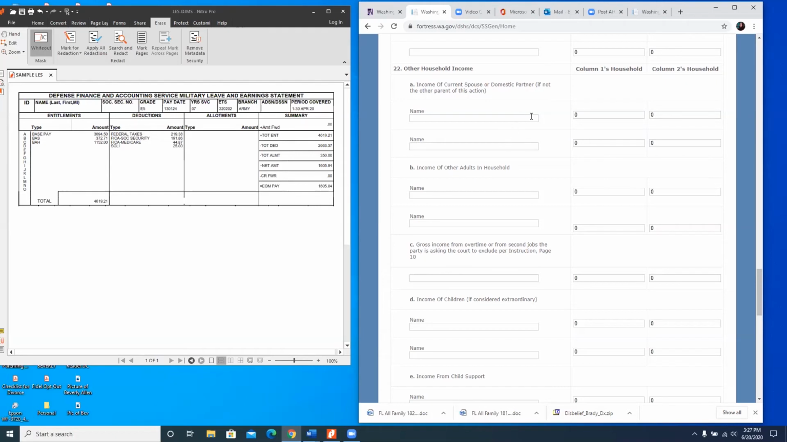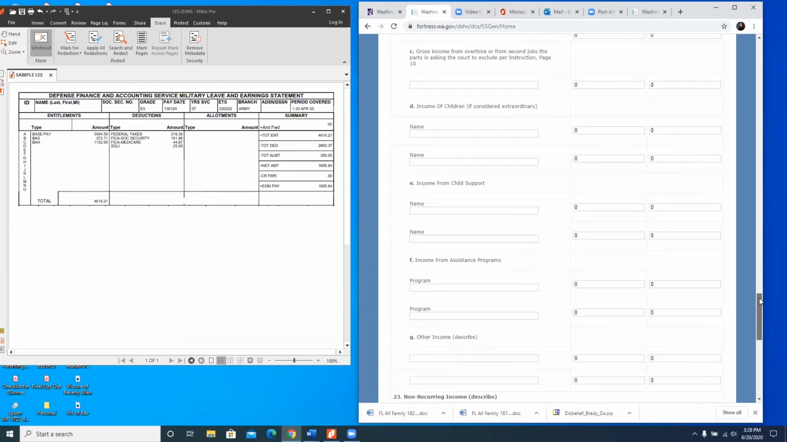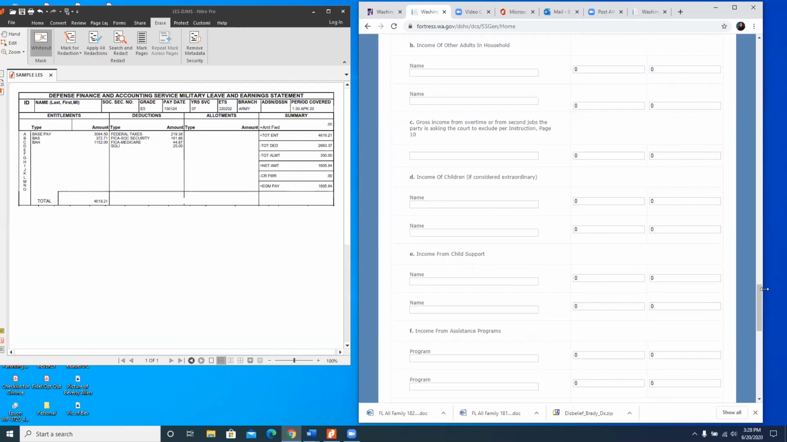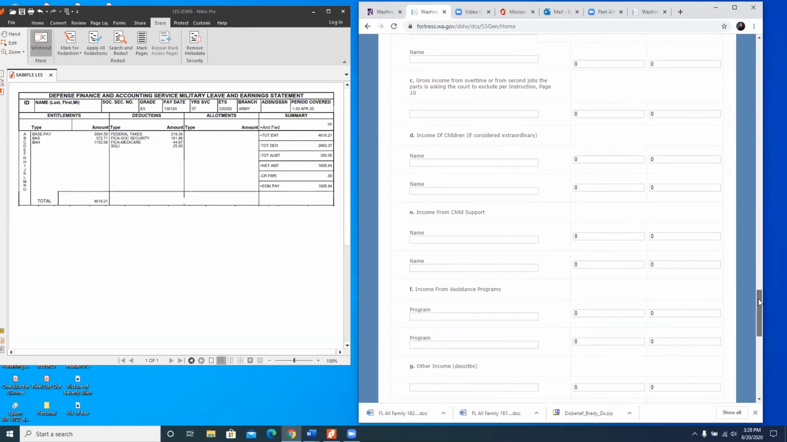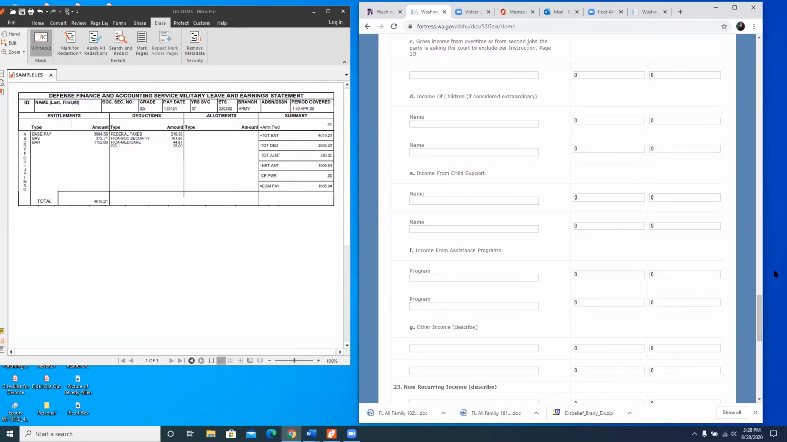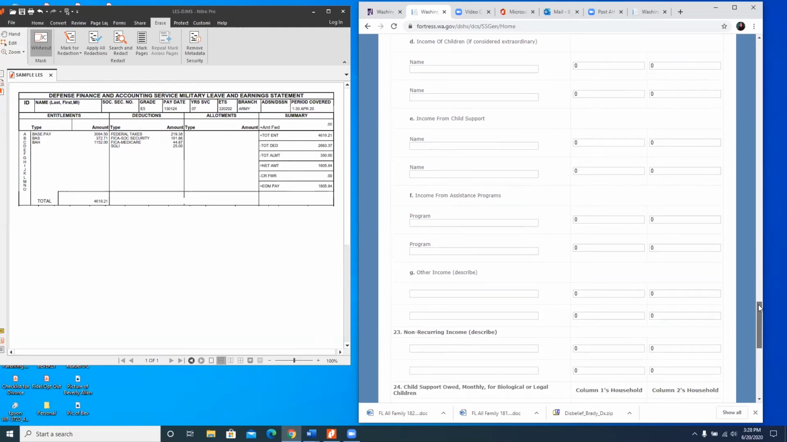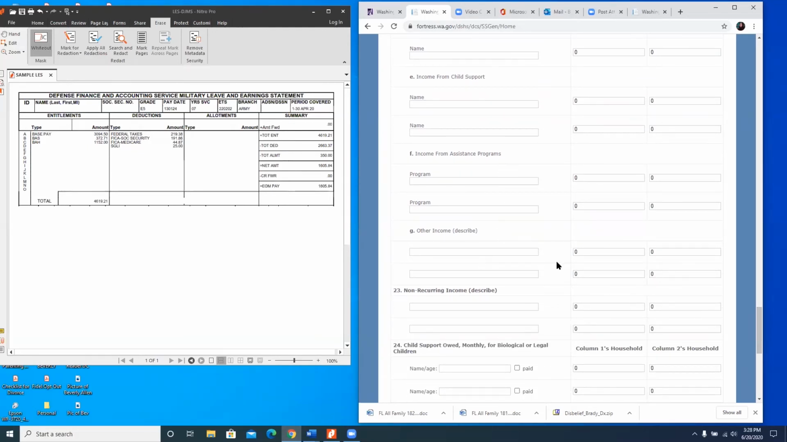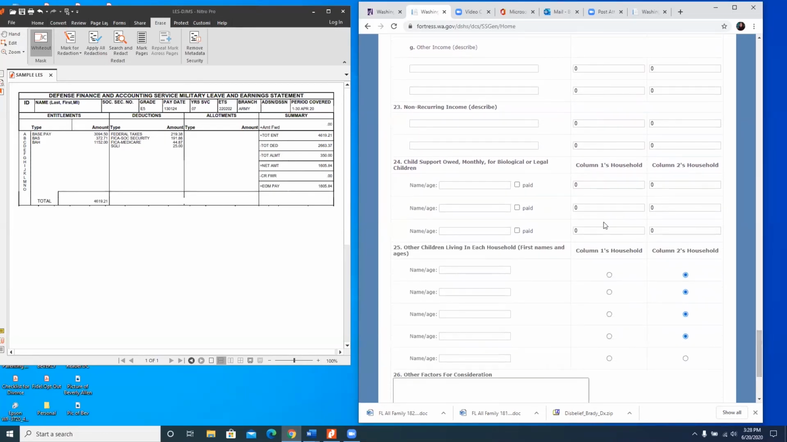Other household income. This also comes up frequently, especially if either side has remarried or has moved in a new domestic partner. This income information does not go into the calculation of child support either, but the court needs to know this information. I don't usually see this section, which is 22D, income of children. That hardly ever applies. If the child is an actor or a model, I suppose it would apply. That's not normally the case. Income from child support would be if a parent had other children with another parent and they're receiving support for that parent. Assistance programs, this would be public assistance programs, and that would go there. Non-recurring income, I don't often see this section filled out either. It's typically just left off, but that would be, say, for example, bonuses that don't typically apply.